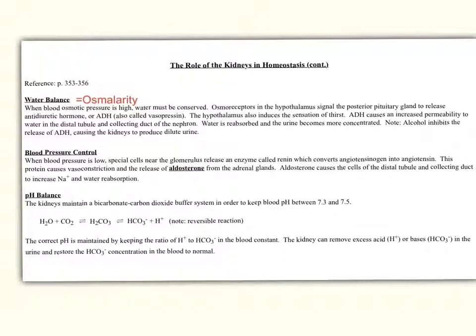Alcohol directly inhibits the release of ADH from the pituitary gland. And so you are not going to retain water back in your kidneys, back into the blood, and you're going to produce a lot of urine, and it's going to be very dilute. So when you drink alcohol, you have to go pee a lot, and you lose a lot of water. And this is what causes hangovers.